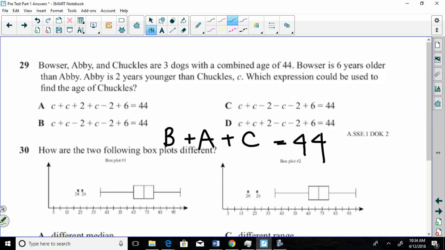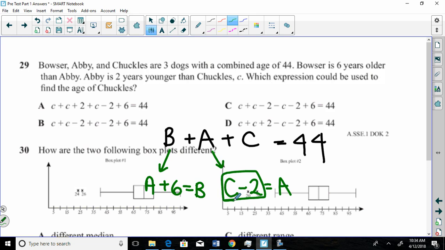They're saying that Browser is 6 years older than Abby. So we know that Abby's age plus 6 equals Browser, right? And they also tell me that Abby is 2 years younger than Chuckles. So we know that Chuckles' age minus 2 equals Abby's age, right? Are you guys with me so far? So right here, instead of A, they want it in terms of C. We already have that, right? What does A equal? C minus 2. So they want you to put C minus 2 instead of A.